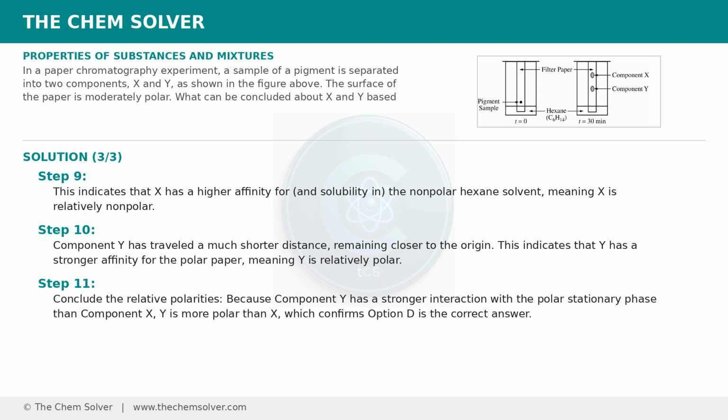This indicates that Y has a stronger affinity for the polar paper, meaning Y is relatively polar. Conclude the relative polarities. Because component Y has a stronger interaction with the polar stationary phase than component X, Y is more polar than X, which confirms option D is the correct answer.